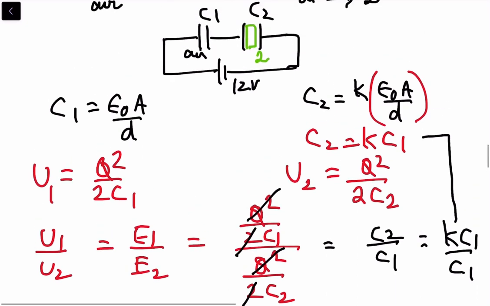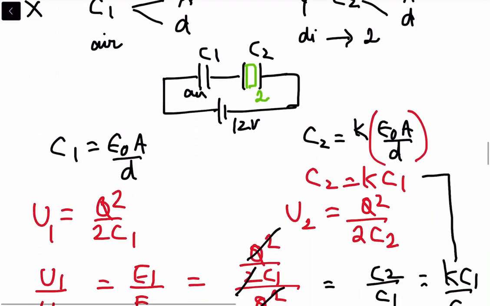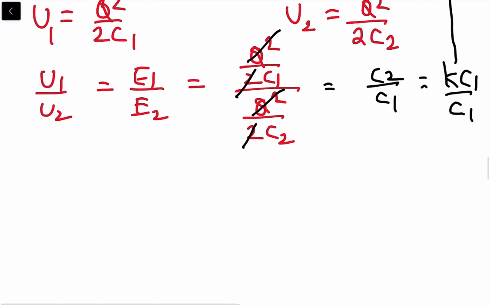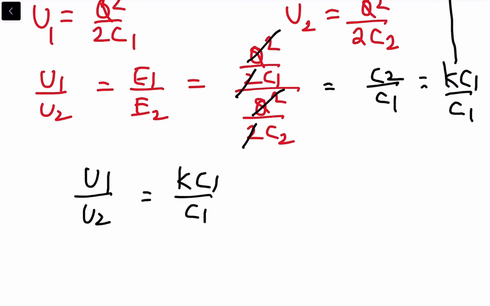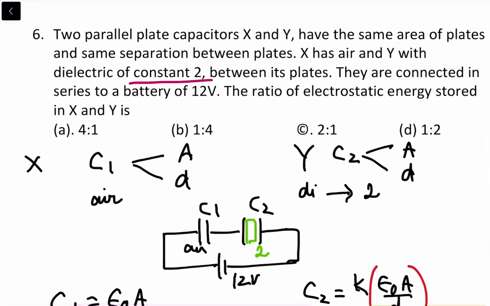But what is the value of K? The value of K they have given in the problem as 2. So now let us take the value as 2. Then you will get U1 by U2 is equal to KC1 by C1. C1 gets cancelled. Now it is K by 1, that is 2 by 1. So the ratio of the energies U1 is to U2 is equal to 2 is to 1. That is the answer. Now let's see where that option is. It is in option C. So our answer is option C, that is 2 is to 1.